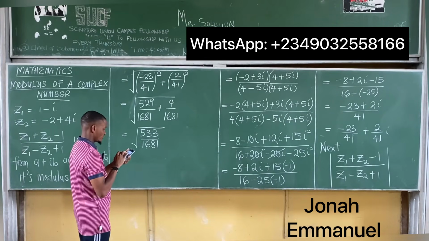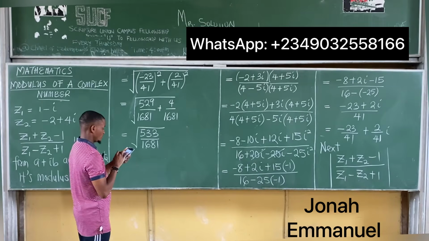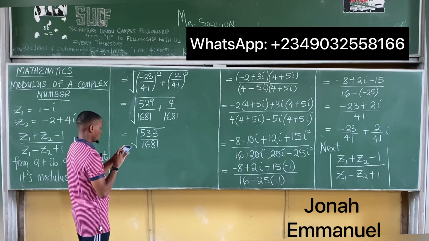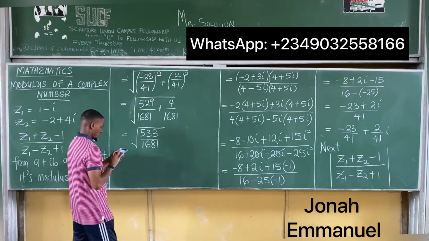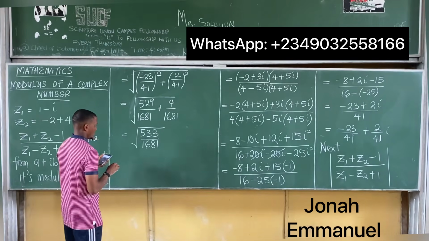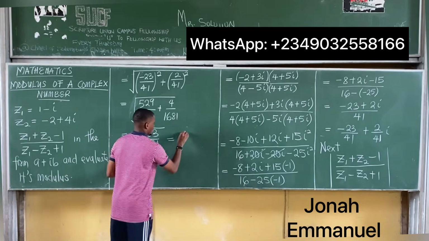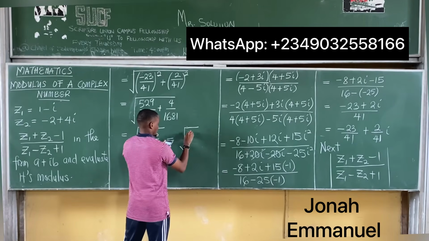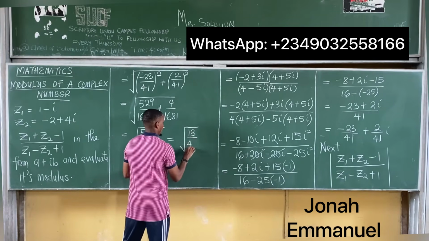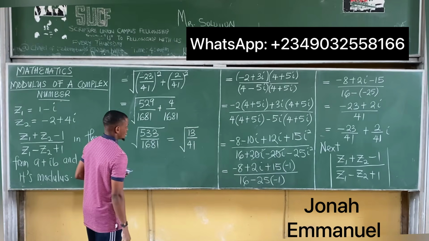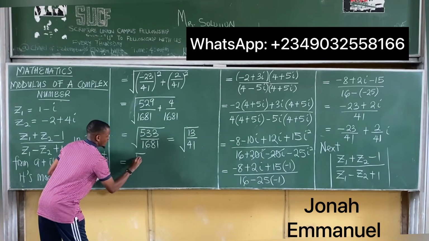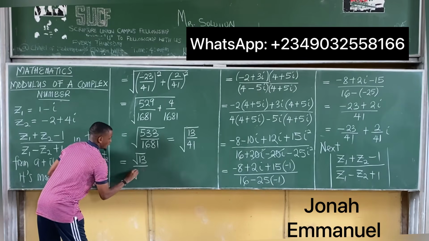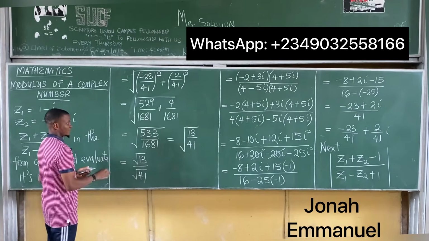Let's see the value. Square root of 533 all over 1681. So that's about, okay, let's see if we can get this one here in surd form. In its simplest form, this is equal to the square root of 13 over 41. So we can still rewrite this as being equal to root 13 all over root 41. So I have this one here.